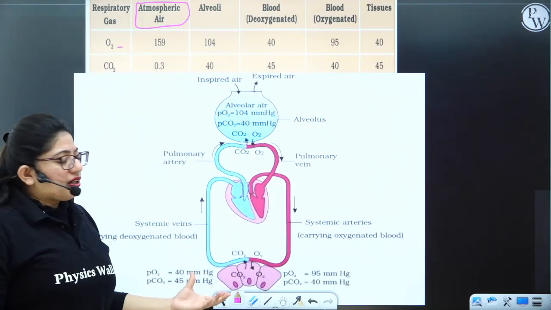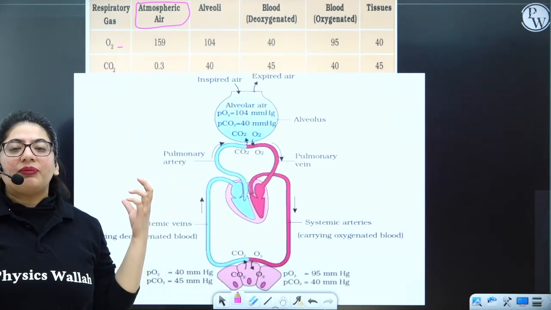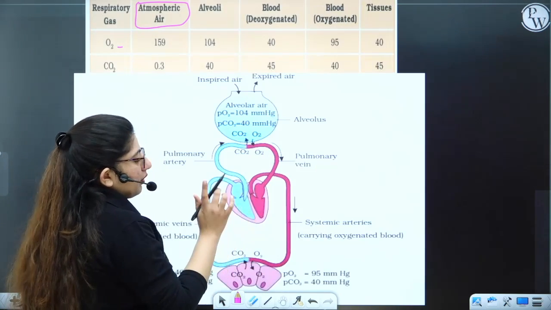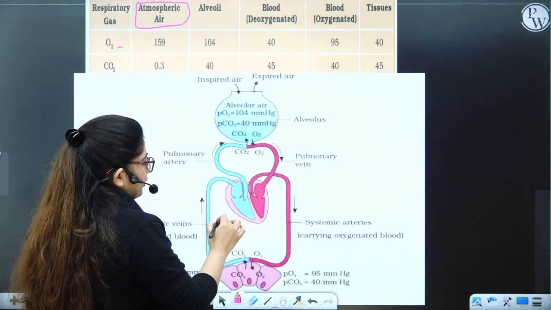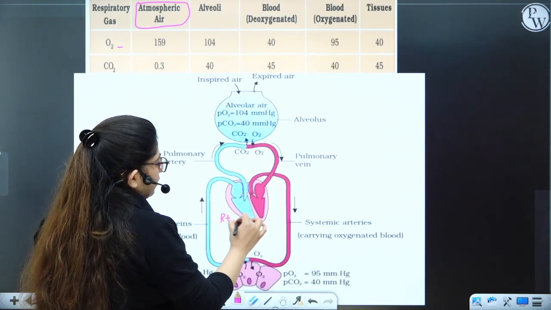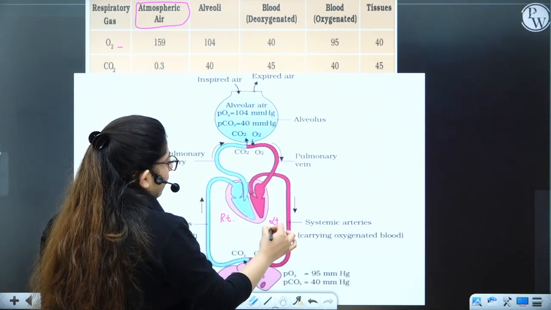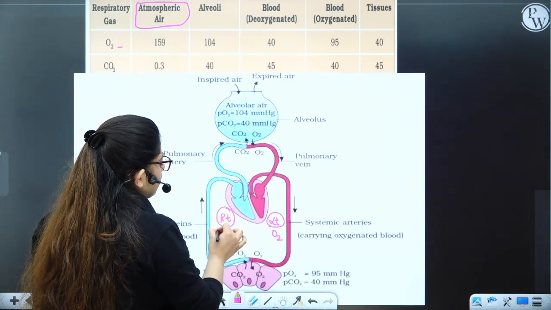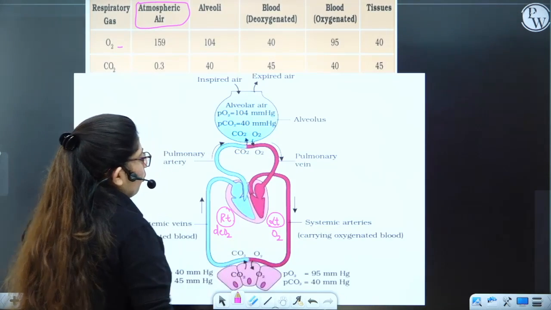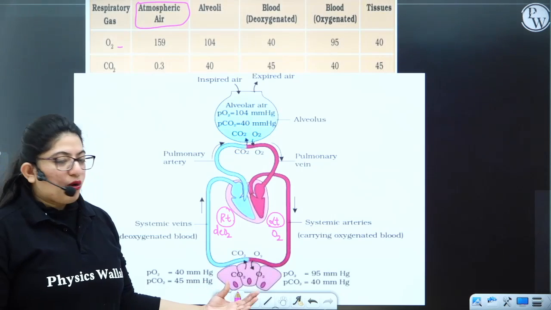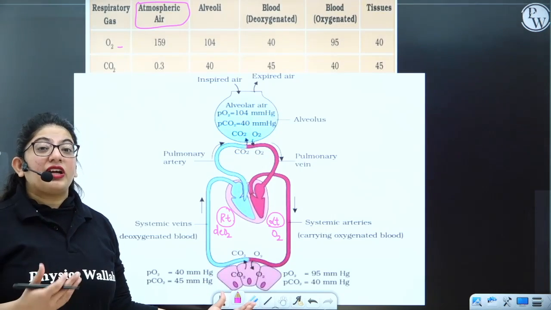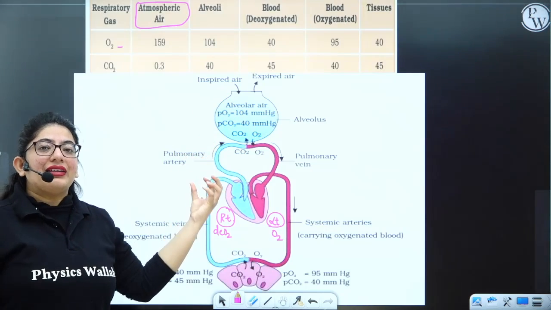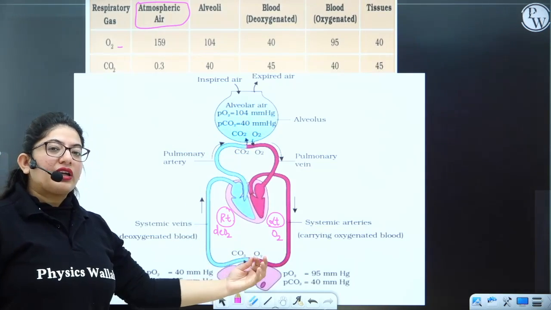So for that, first I'll make you understand the process of double circulation. This is your heart. In the heart, we have two sides. One side is the right side, and another side is the left side. The left side always carries oxygenated blood, and the right heart always carries deoxygenated blood. Now, these are your body tissues in which the respiration is taking place. This is your alveoli from where you are taking in the oxygen. In the tissues, you are giving the oxygen.